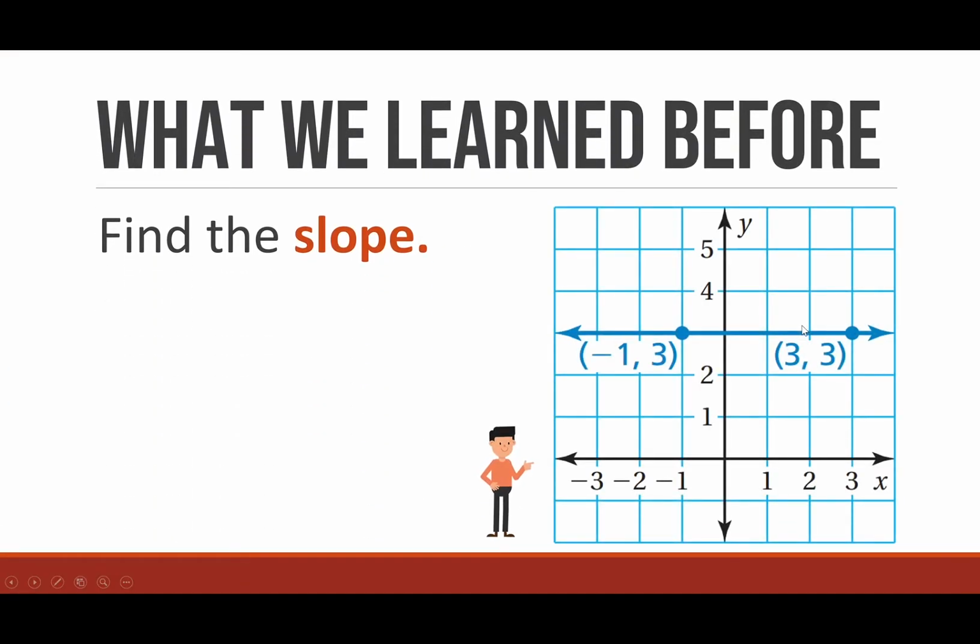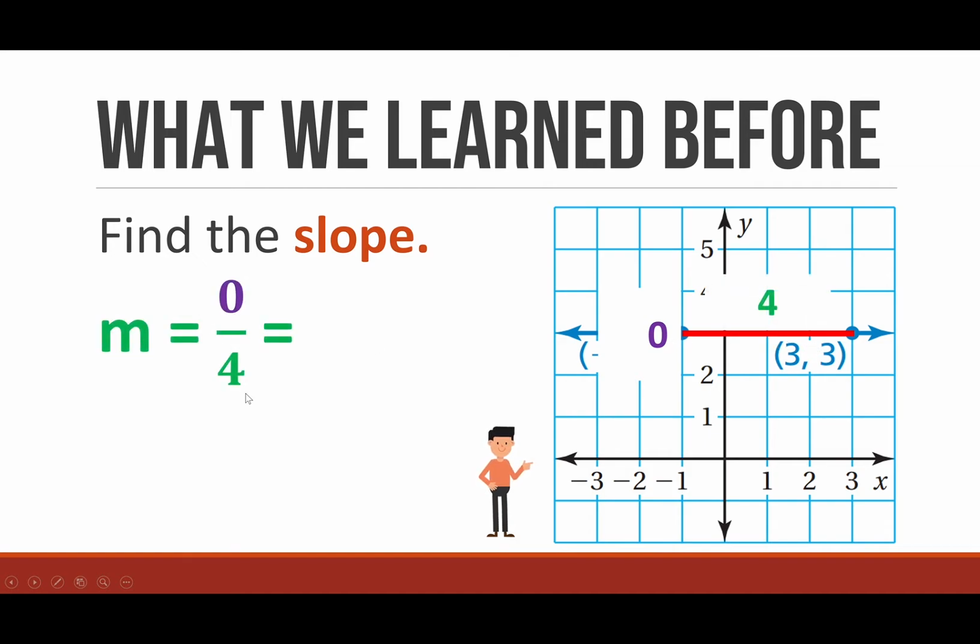Oh, wow, so easy. See, if I draw a line here, it's pretty flat. That means it did not even rise up or down. It stayed at 0 and it went across 4. So my slope is going to be 0 over 4, but everyone knows 0 over 4 is the same thing as 0. That's my answer.